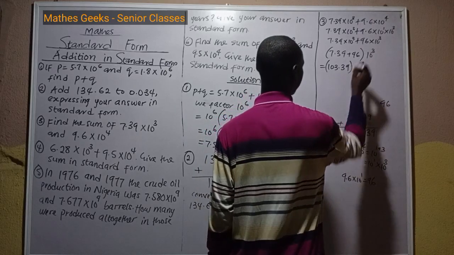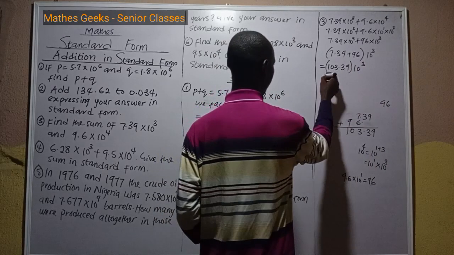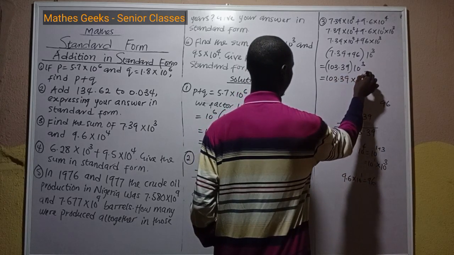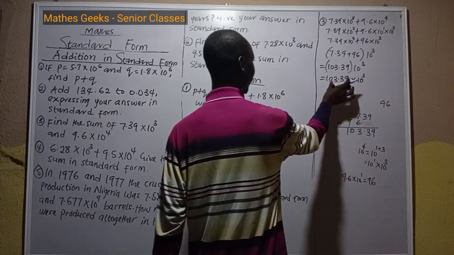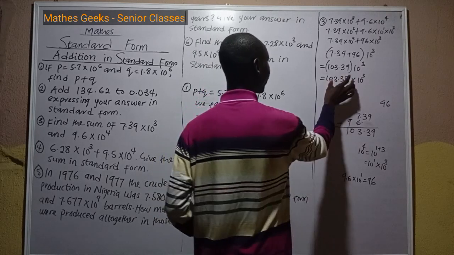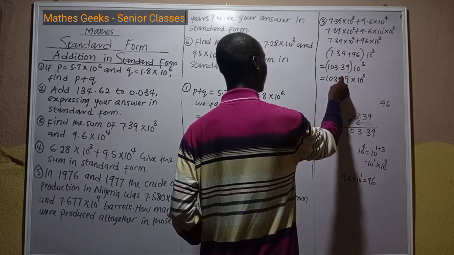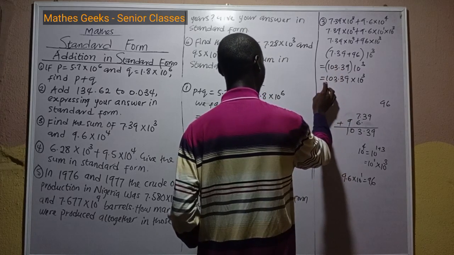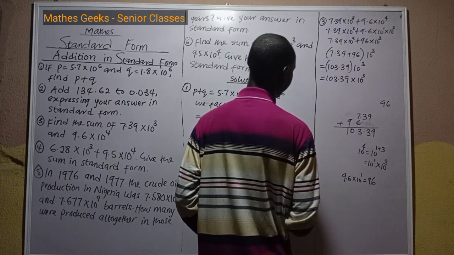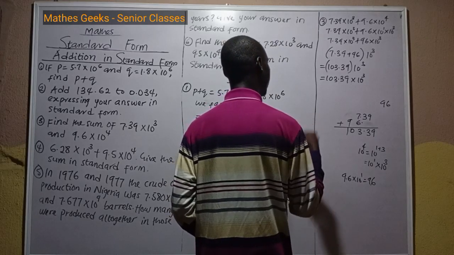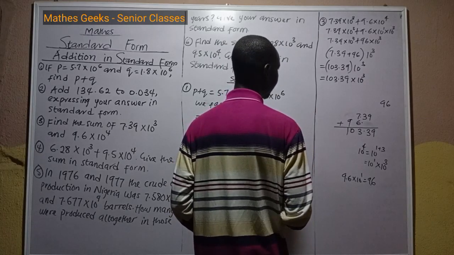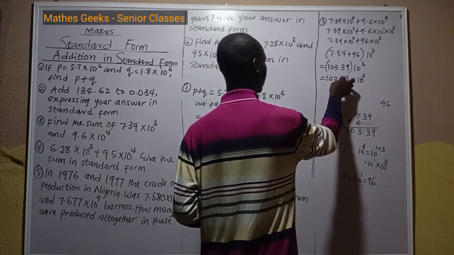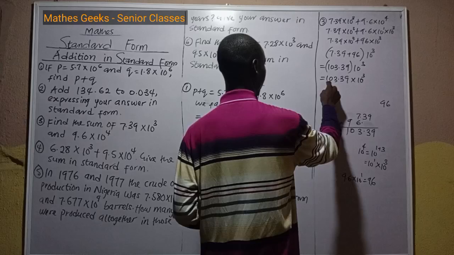10 raised to the power 2. So this is 102.39 times 10 raised to the power 2. Now this particular figure is not in standard form. To convert this to standard form, the decimal point must be between the first significant figure and the next significant figure, or it should be just after the first non-zero digit. So move it until you get to the first non-zero digit, which is 1, and drop it there.